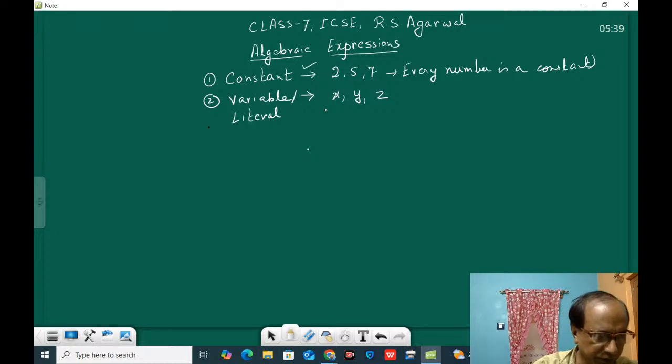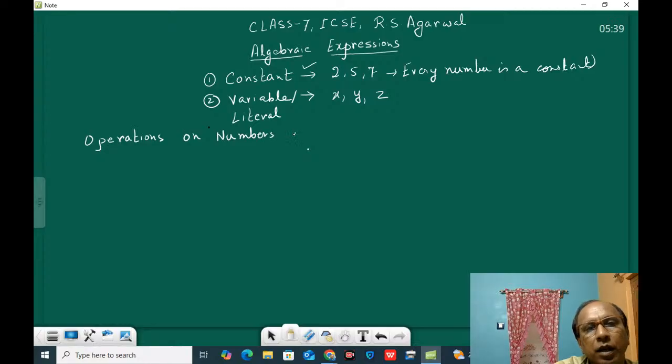Now we'll do some operations on numbers or constants and variables. Operations on numbers and variables.